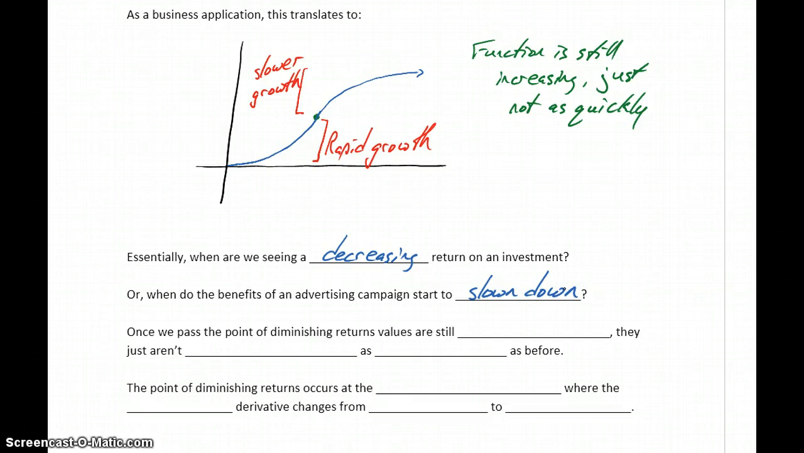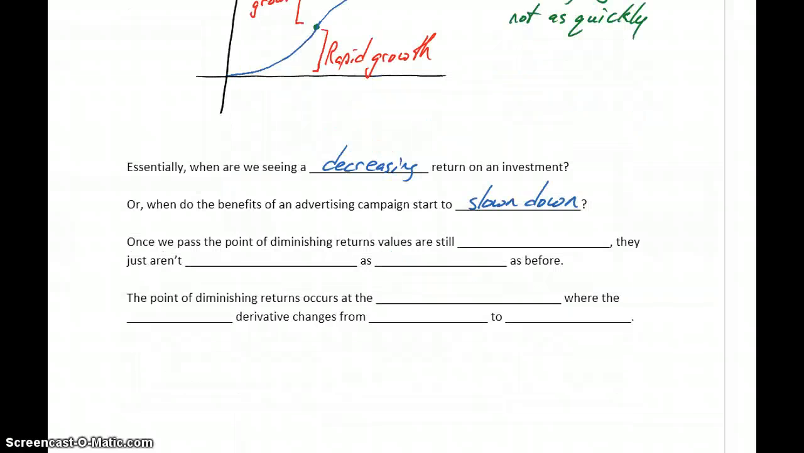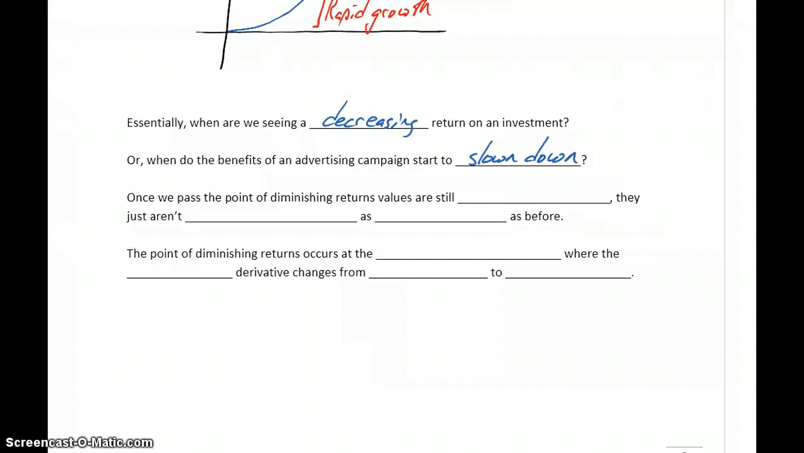So with an advertising campaign, there's going to be hopefully an initial rush where a new ad comes out that generates interest in your product and sales, but after a while the benefits of that advertising campaign start to wear off. You're still increasing sales, you're just not getting as much return or as big of an increase in sales for how much money you're investing. So once we pass the point of diminishing returns, again, values are still increasing. It's just that that rate of increase isn't as quick as before. So they're just not increasing as quickly as they were before.